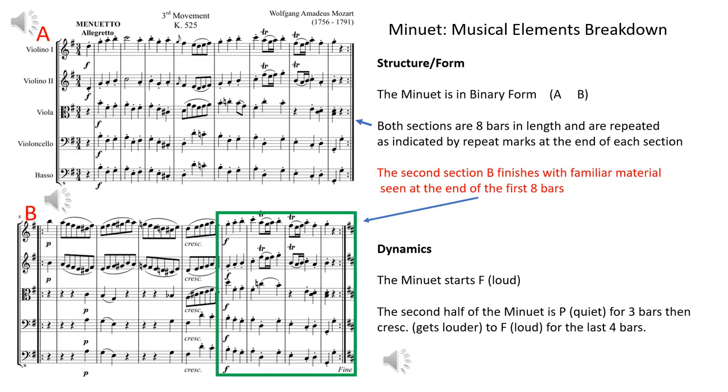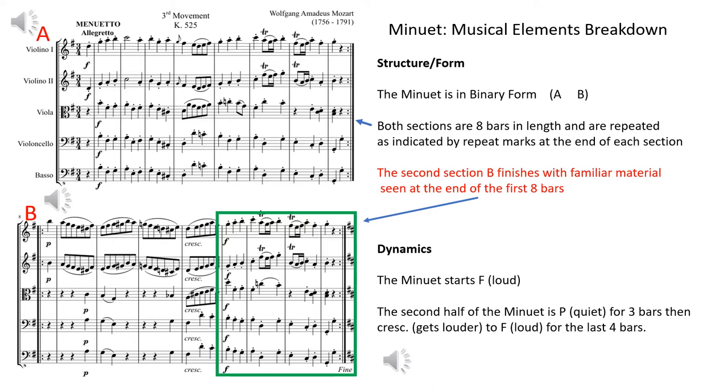We're going to have a look now at the musical elements that Mozart has used to create the minuet. This is really important for your exam because you may be asked to describe or comment on 2 or 3 of these features, especially in the long question. Let's start having a look at the structure or the form of the piece.